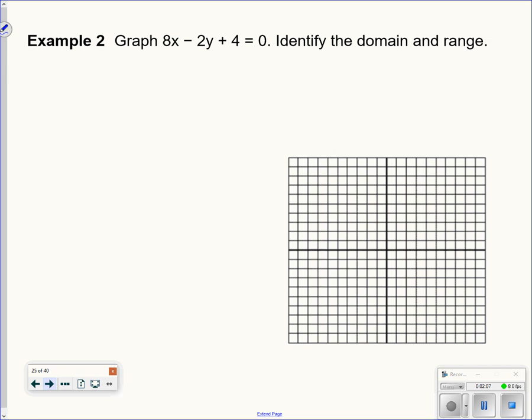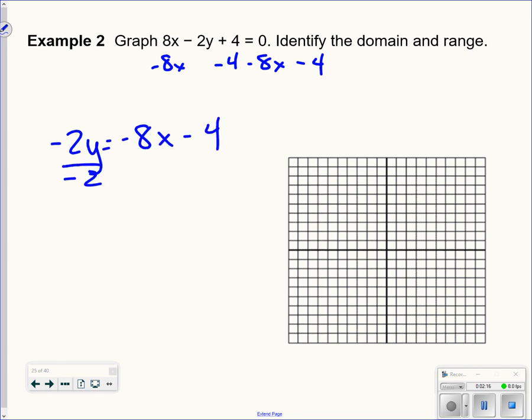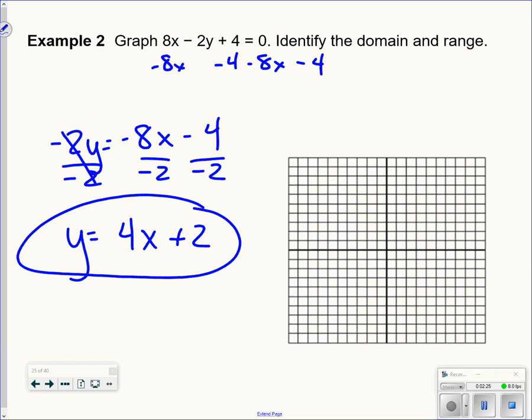I'm going to solve this for y, so I'm going to subtract 8x from both sides, and I'm going to subtract 4 from both sides. So negative 2y equals negative 8x minus 4. When you divide everything in the problem by negative 2, you get y equals 4x plus 2. So now I've got a y-intercept at (0, 2), a slope of 4. So I'm going to go up 4, positive 4, to the right 1, positive 1. So 4 over 1, and I missed that completely, so I'm going to graph that again. So (0, 2). Do a little better job of graphing my line. Domain, all real numbers. Range, all real numbers.